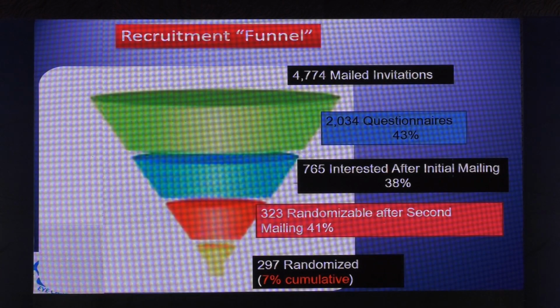Let us give an example of the recruitment funnel. How does it go? Suppose we invited around 4,774 by mailed invitation. Out of this, only 43% responded, and after the initial mailing, 38% of this group again responded, and out of that, 323 were randomized after the second mailing. And ultimately 297 persons were included in the study. So ultimately 7% cumulative comes in the recruitment.